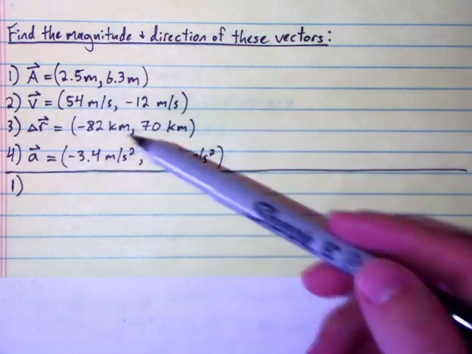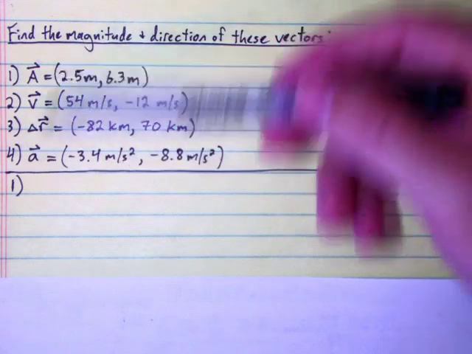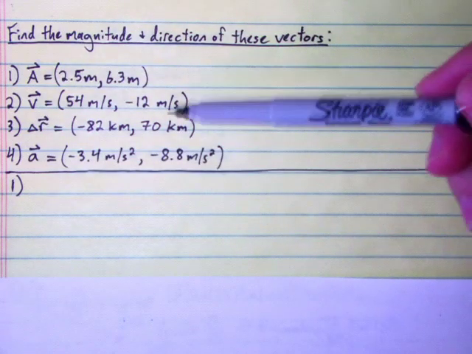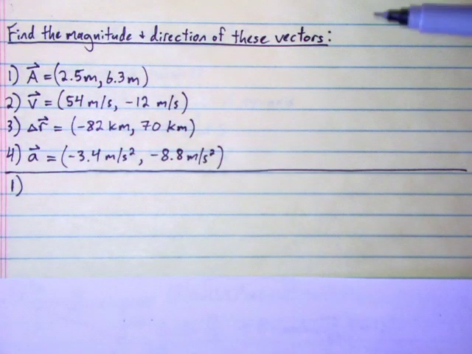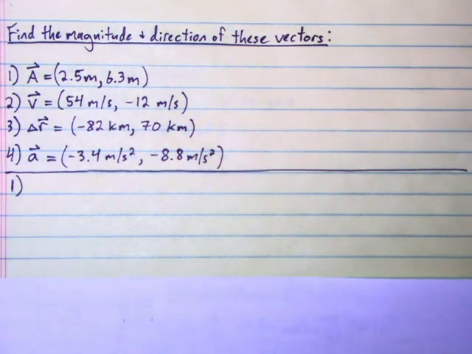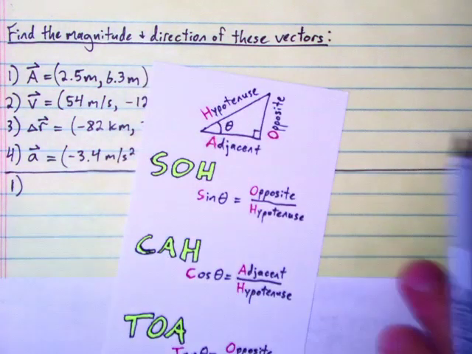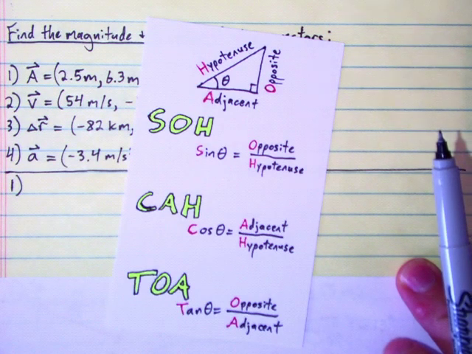Here's another displacement. So although these are different quantities, we will find the magnitude and direction of each in the same way. We'll follow the same procedure. Okay, we'll be using plenty of trig along the way. Remember your trig stuff.